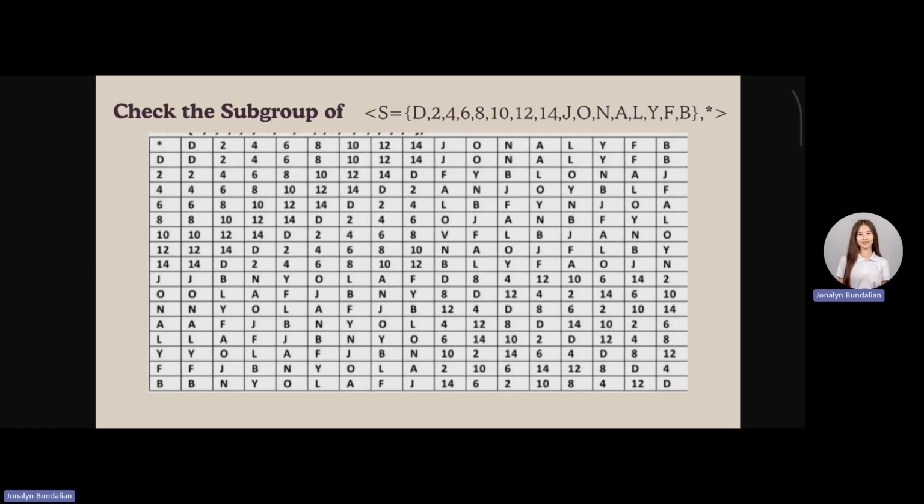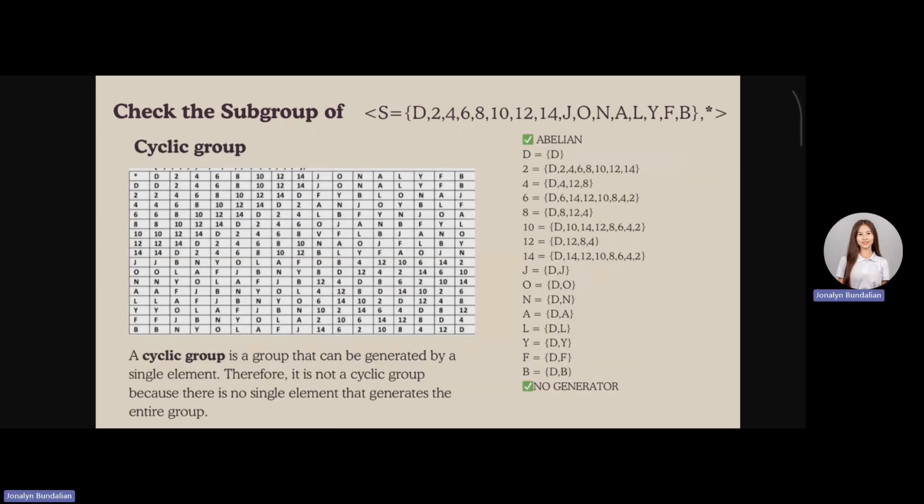And we will check the subgroups of S is equal to D, 2, 4, 6, 8, 10, 12, 14, J, O, N, A, L, Y, F, D. So, this is the original table. And we will check if it is abelian and has a generator. So, it is abelian.